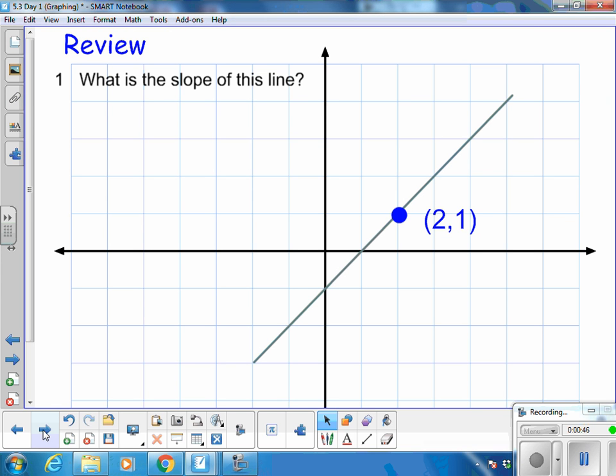Let's do some review. When I get to each question, you can go ahead and just press pause, work it out yourself, and then see how you did.